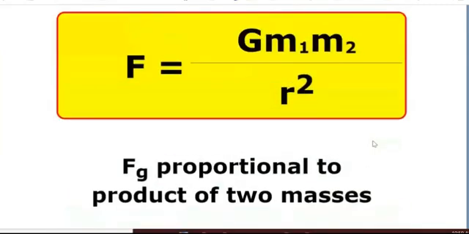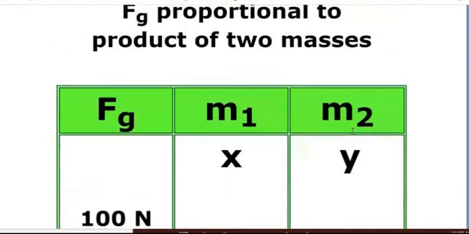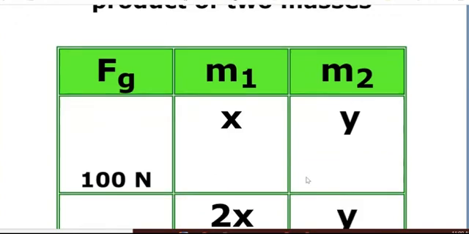Now, let's do relationships, because we always do relationships. What's the relationship between force of gravity and mass? It's proportional to the product of the two masses. Let's see how that works. I've got two bodies, separated by some distance, one body is X and one body is Y, and the force of gravity is 100.